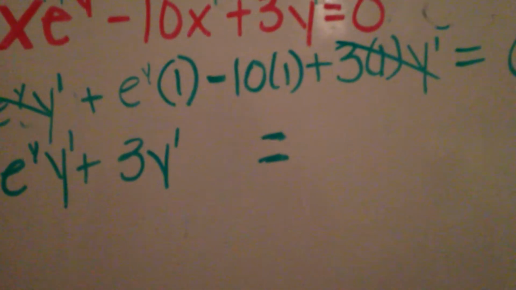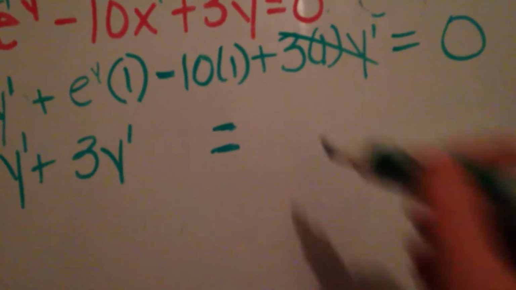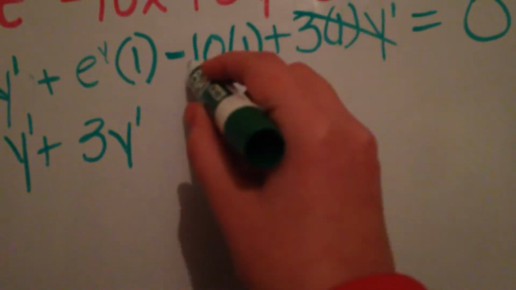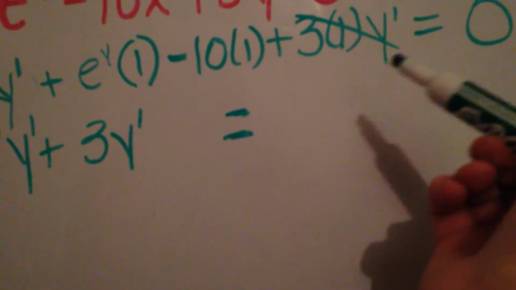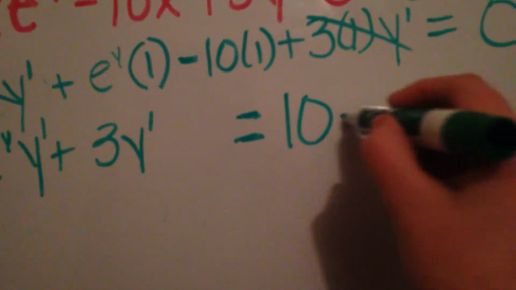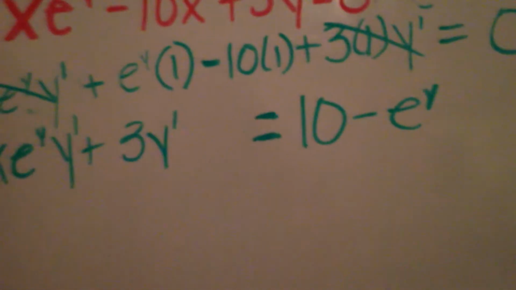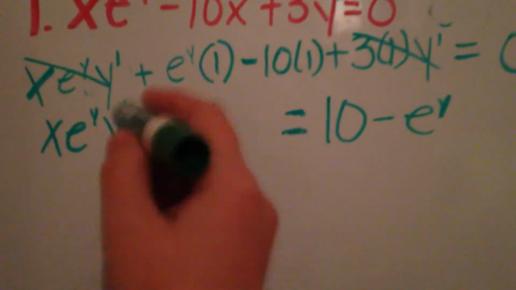Then on the other side, so let's just cross these out to make sure that we don't get it mixed up. On the other side of the equation, you're going to have, okay, so we have negative 10. You add it to this side, it becomes positive 10. Then you subtract that e to the y, that becomes negative e to the y. Okay, now you have that part.